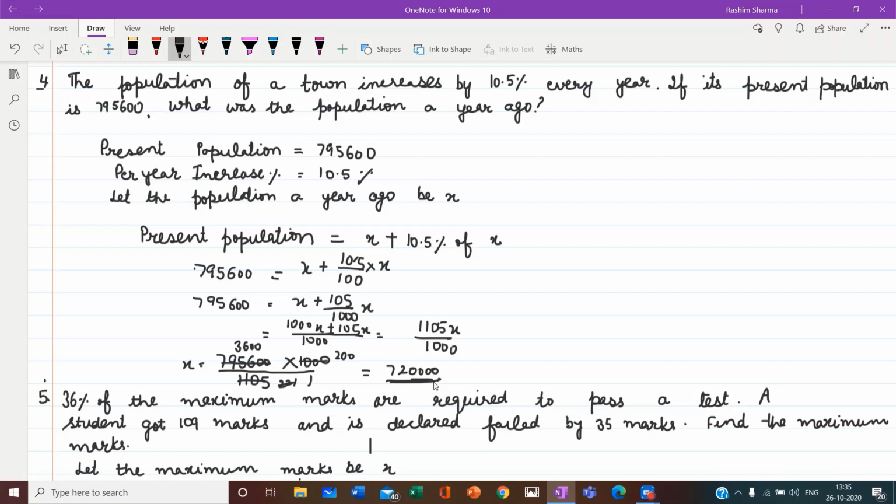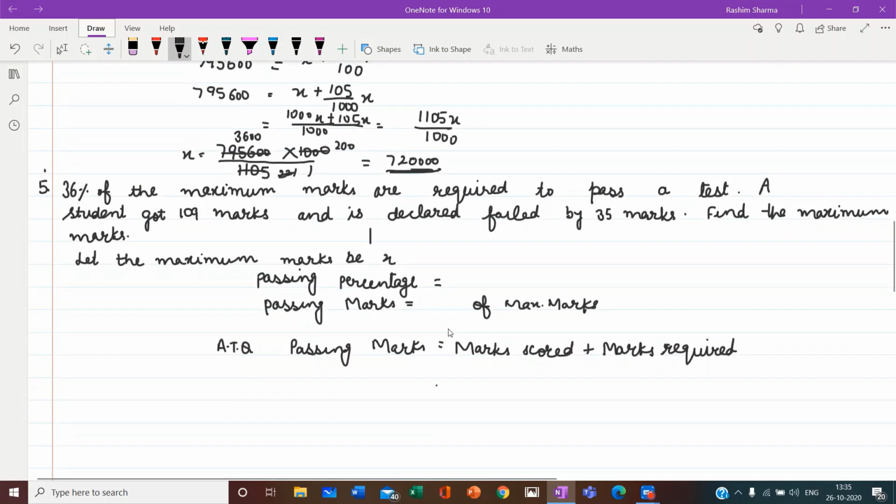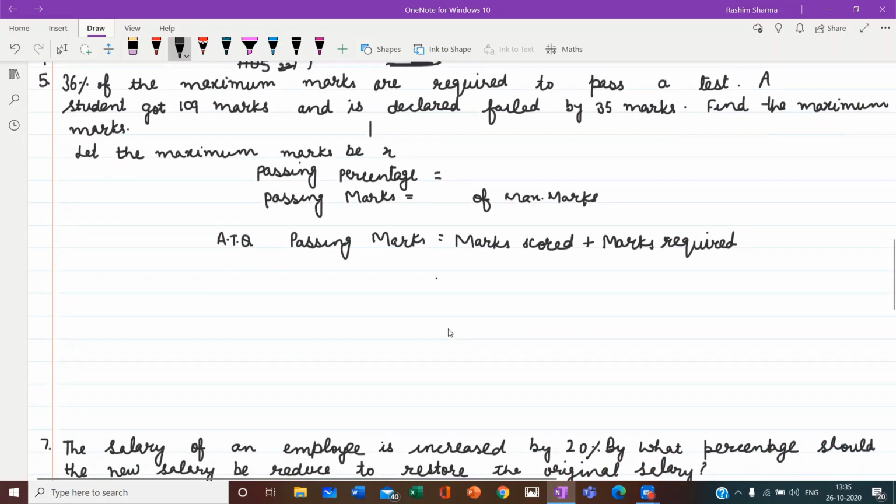Okay, now next question is, 36% of the maximum marks are obtained to pass a test. A student got 109 marks and is declared failed by 35 marks. It means if with 109 marks he gets 35 more marks, he will be able to get passing marks. Okay, so here we have to find the maximum marks. So we will take the maximum marks be x. Let the maximum marks be x.